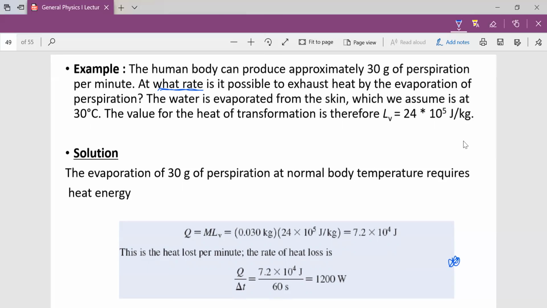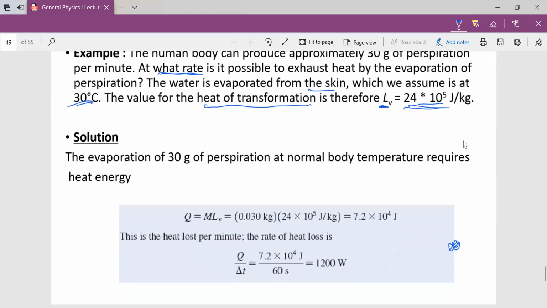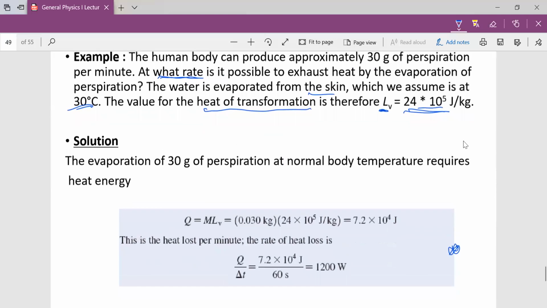The information supplied there is just to help us answer the question. The water is evaporated from the skin, which we assume to be at this temperature, and the value for the heat of transformation, LV for vaporization, is given at this value, which we have seen earlier, and that is why we established it here, because we want to use it here. So the solution: the question is at what rate?